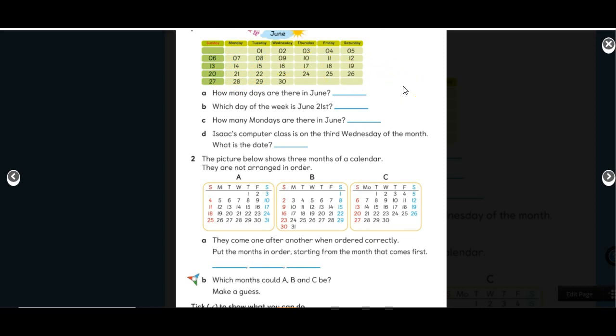And how many Mondays are there in June? So, we look at the dates that are under Monday and we see how many there are. We have the 7th, the 14th, the 21st, and the 28th. So that's 1, 2, 3, 4 dates under Monday.